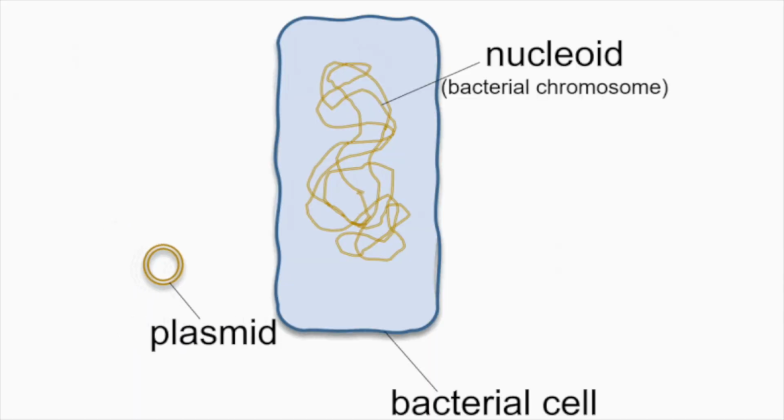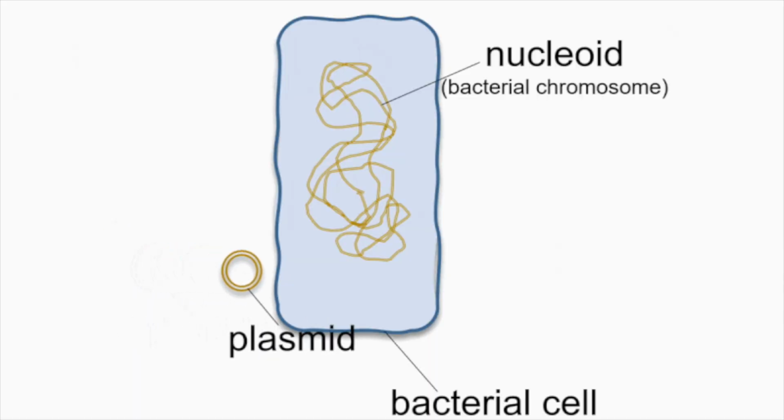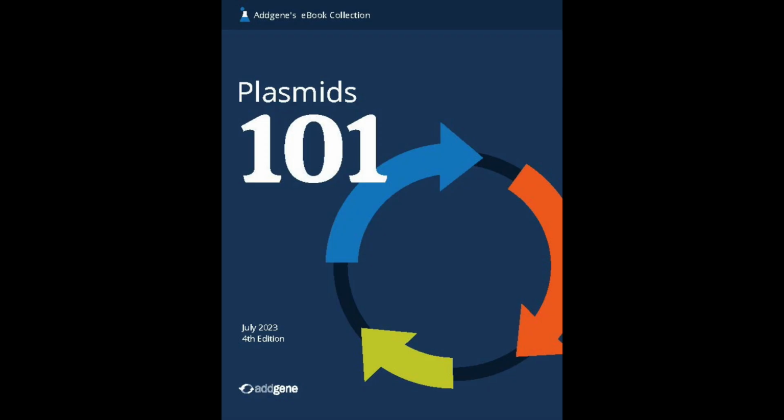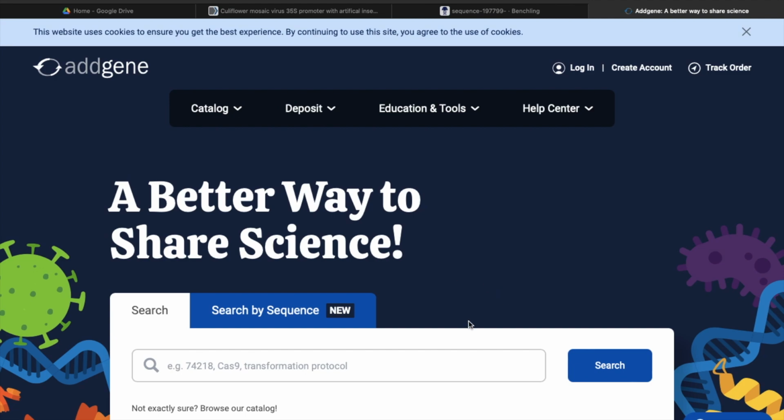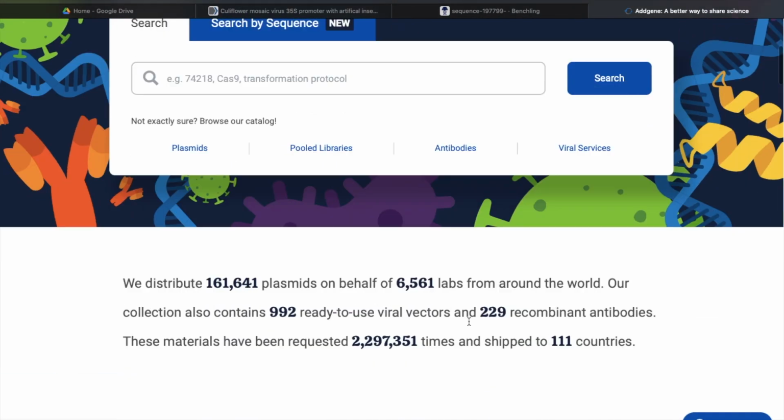There are numerous other individual parts of plasmid DNA which we will not be able to cover here, but here's a book which contains it all. It's a great resource from the Addgene plasmid repository, and the coolest part, it's entirely free.